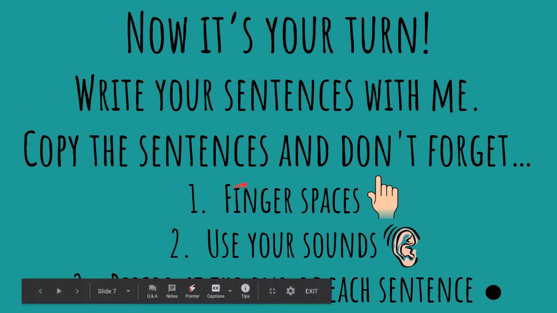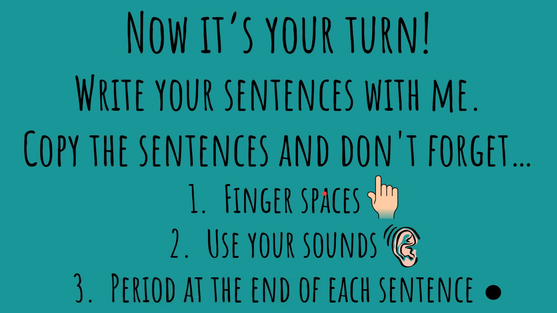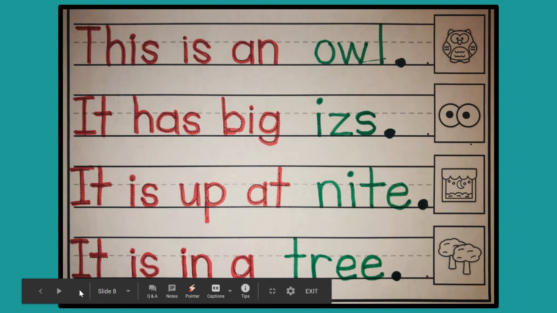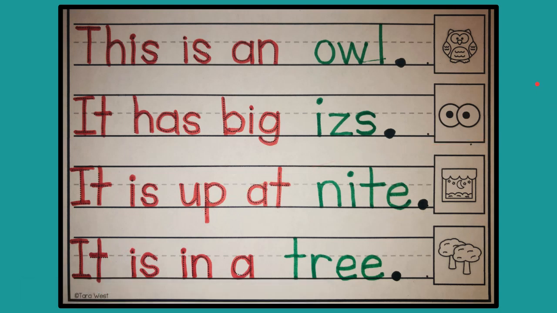3 reminders. Don't forget your finger spaces. Don't forget to use your sounds. And don't forget to put a period at the end of each sentence. So those are your 3 reminders as you write. So here's our last example. Boom. There it is. So you can go ahead and pause the video now.